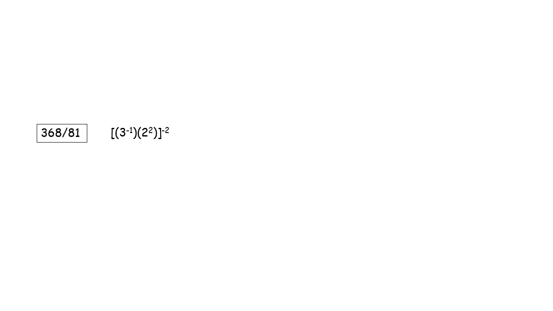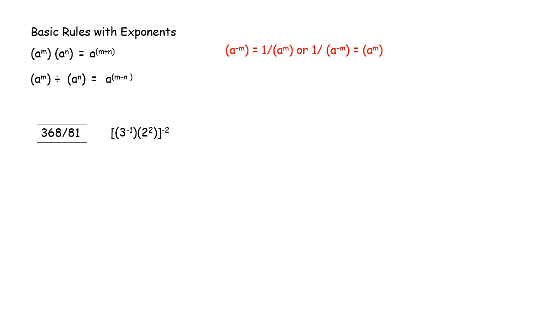Problem 81 on page 368. We have 3 to the negative 1 times 2 squared, both terms raised to the negative 2. Let's recall our basic rules with exponents from the previous slide, and know that when we have a negative exponent, it's the same as the reciprocal, but with a positive exponent. So this can be rewritten as, since it's in the numerator, into the denominator, but with a positive 2 instead of a negative 2.